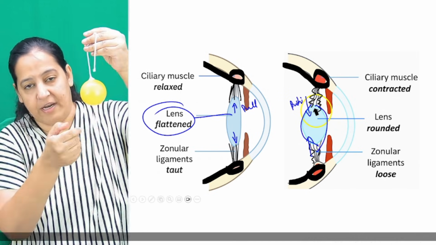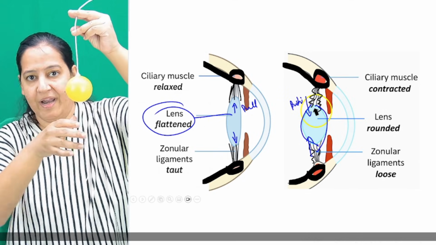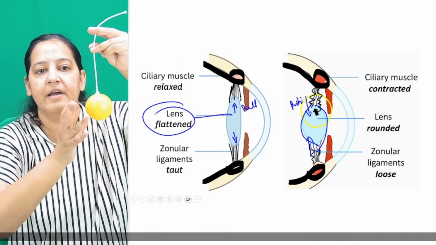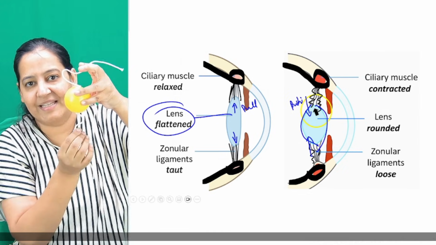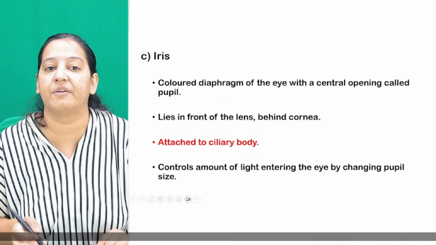I cannot stretch it, it will turn. So when they tighten, if I pull it, this will become flattened. And when I relax these, this will become thickened. How many of you got it? So that's the accommodation, if you are getting it.